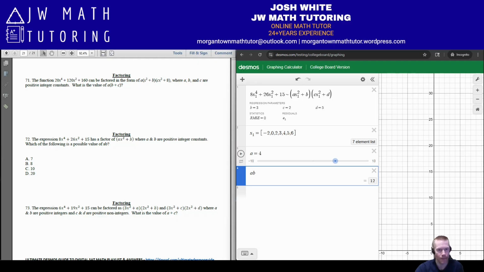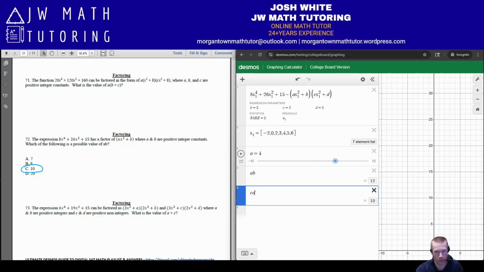What's happening is the A and B technically represent either of the parentheses. It doesn't matter which parenthesis I designate as A x squared plus B and which one I designate as CX squared plus D. The A and the B could be from either parenthesis. So for a problem like this, you have to check either AB or CD. And when you check CD, you get 10, which is the correct answer, letter C right here. That's how you can solve number 72 entirely on its own.